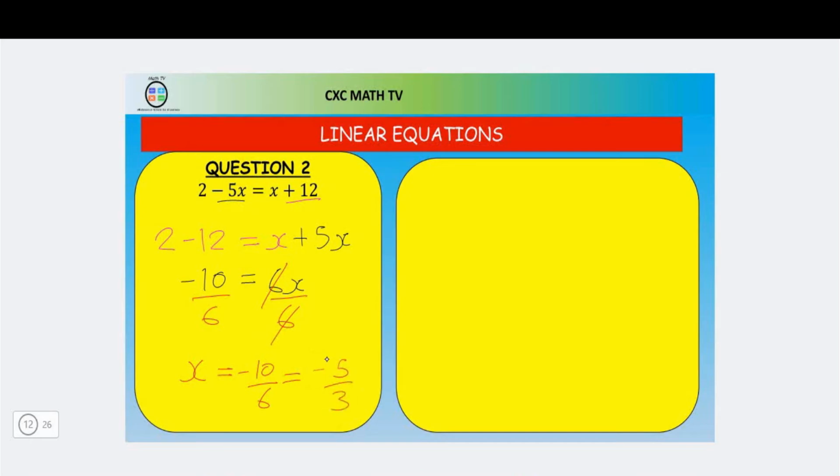So that is x, negative 5 over 3. Really, really nice.